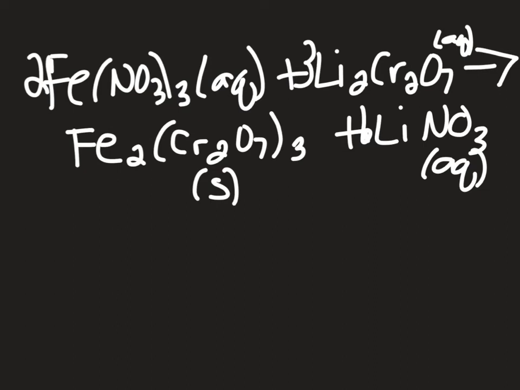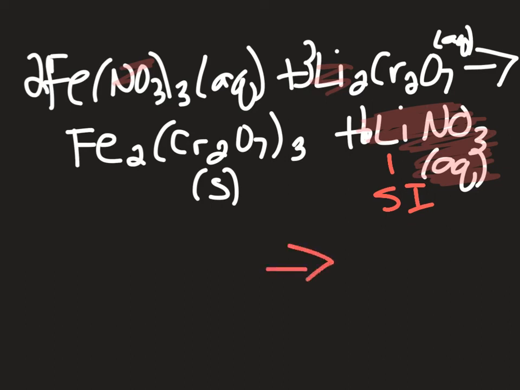All right, our next thing then, trying to figure out who our spectator ions are. Your spectator ions are the ones that are in solution on both sides. So this lithium nitrate right here, notice how it's in solution on the product side. If it's in solution on the product side, it was in solution on the reactant side. These guys are your spectator ions. So lithium and nitrate are your spectator ions. Whoever is in solution on the product side is going to be your spectator ions.